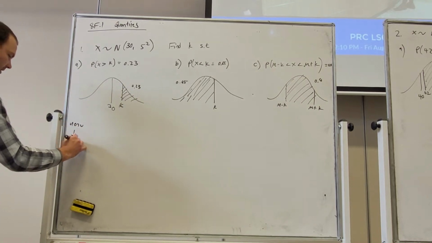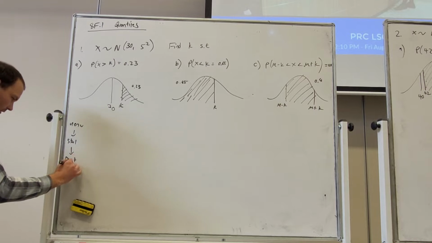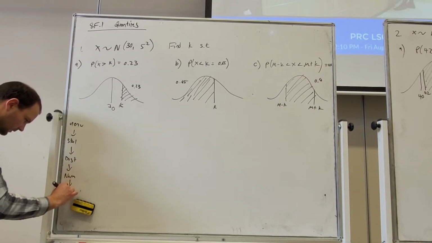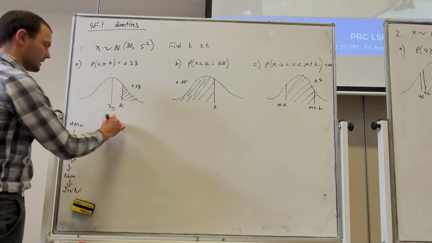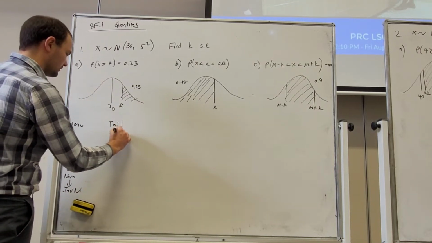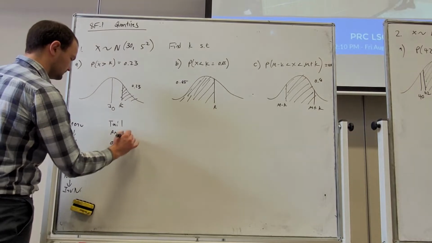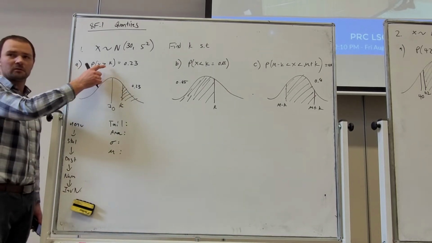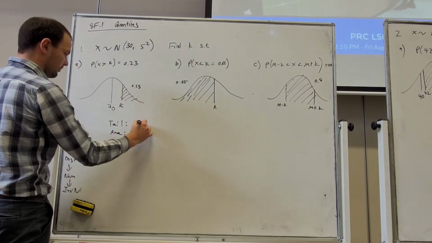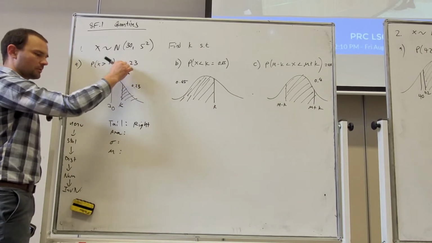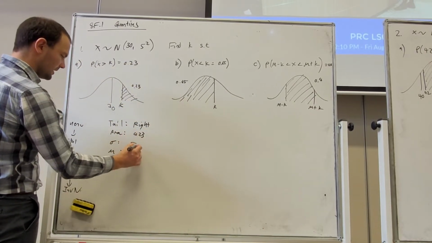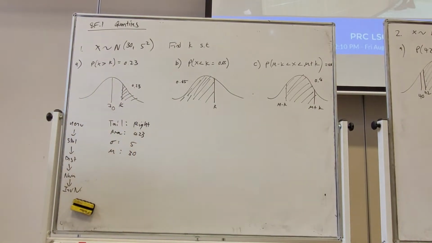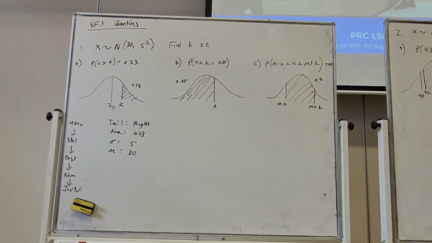We're in menu, statistics, distribution, normal, and inverse normal. These are the options that pop up: tail, area, standard deviation, mean. So bring that up. Now, we're going to look at which way the arrow is pointing. Here it's pointing to the right, so my tail is right. My area is 0.23. Standard deviation and mean remain the same, 5 and 30. And that's all we need to solve this.